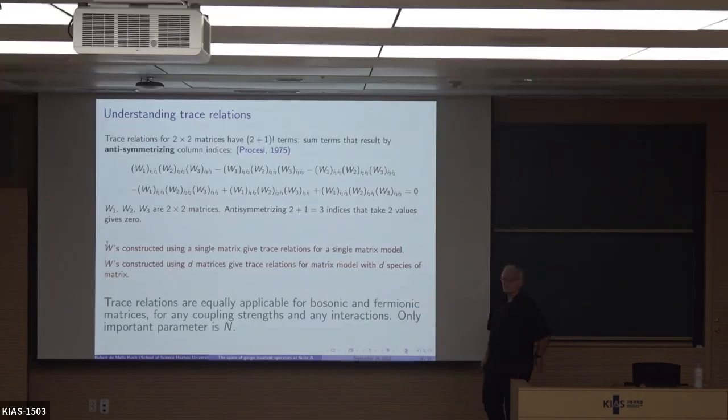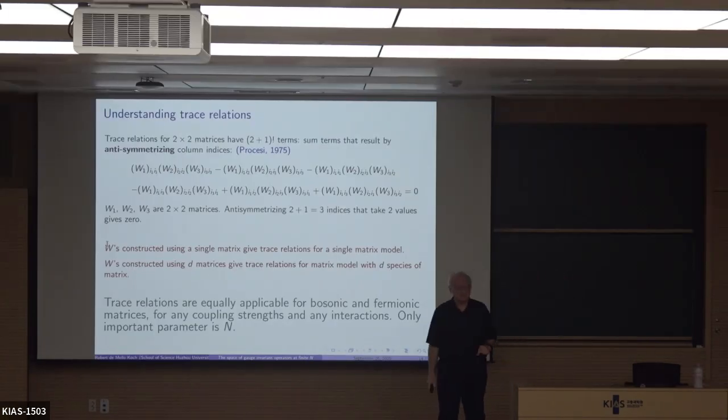What are these three 2x2 matrices? Well, I could construct them using a single matrix, and then Procesi in 1975, in his study of invariant rings, proved that if I take W1, W2, W3 to be any word constructed out of the matrix X, this will generate the complete set of trace relations for a single matrix model. If I take W1, W2, and W3 to be any word constructed from D matrices, Procesi proved this will give the complete set of trace relations for a D matrix model.